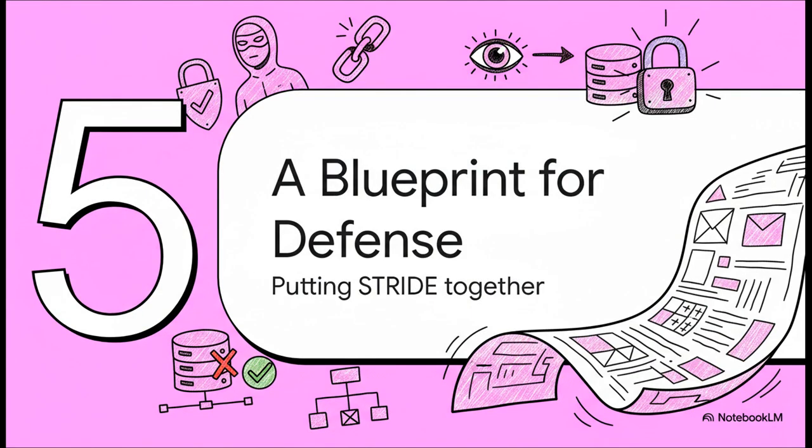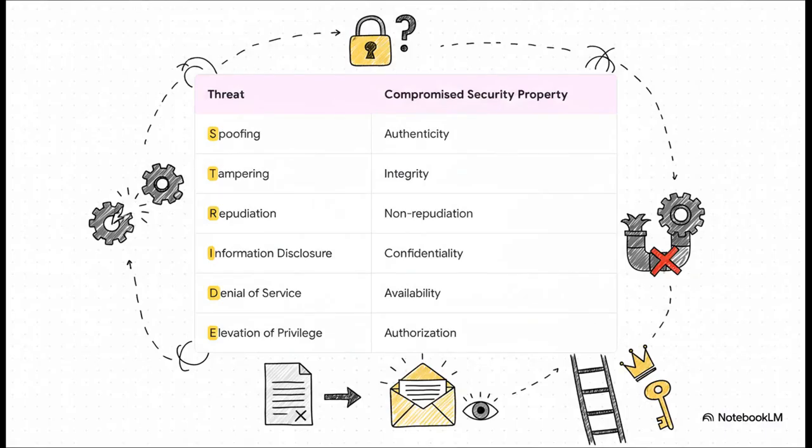So, okay, we've just walked through all these pretty scary attacks, from someone pretending to be you all the way to a full system takeover. So how does STRIDE actually help us defend against this stuff? How does it become a blueprint for our defense? This table right here, it's basically the whole model in a nutshell.